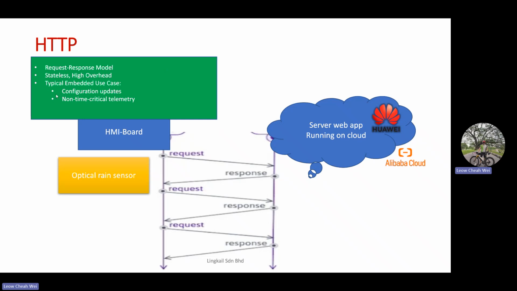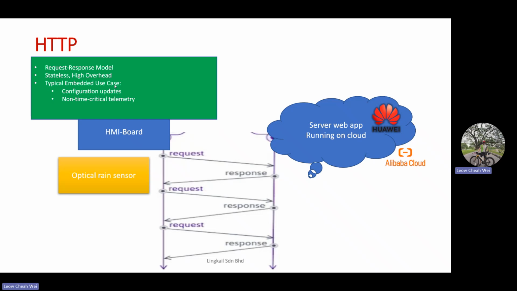The typical use case is configuration updates. Let's say we want to change the sensor acquisition rate, for example, we want it to collect data faster or collect slower, or change the IP address. Those are configuration updates.